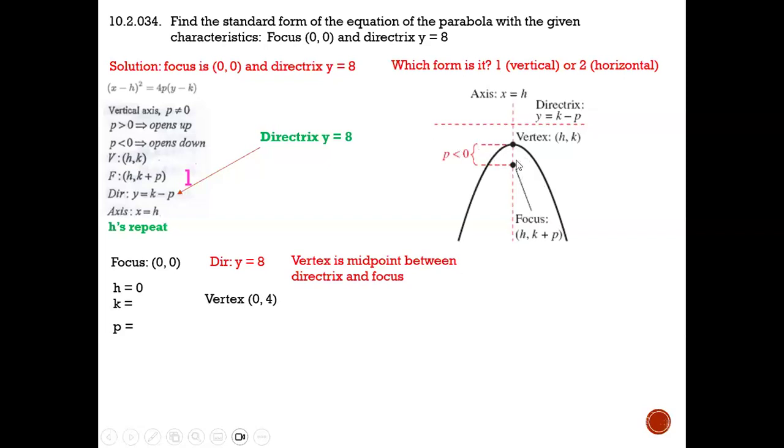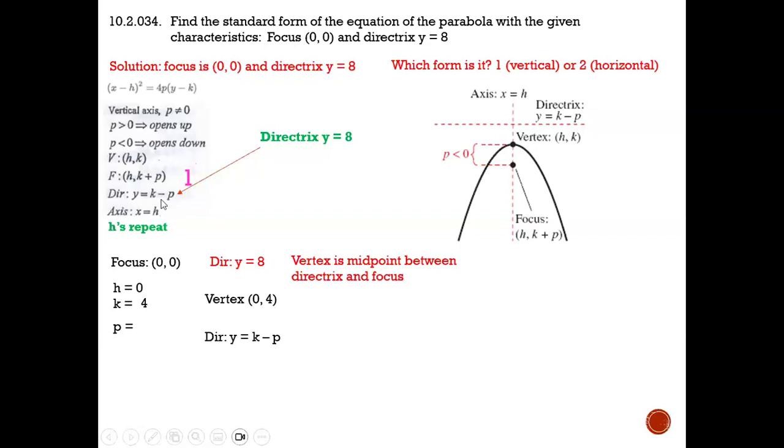So I'm at 0, 0 to get my focus. I go up 8 for the directrix. If I just go halfway, that's 4. So 0, 4 would be my vertex. I'm using that information to find the vertex. With that, that's an h and a k. So now I have my k value for my vertex, okay?